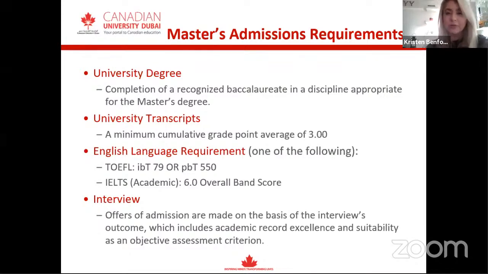So for those of you who may have had a background in science or technology and are interested in pursuing something in the business related field as an MBA, maybe your job has required that, we do offer something that is non-credited. It's a pre-MBA. It prepares you basically for the master's.